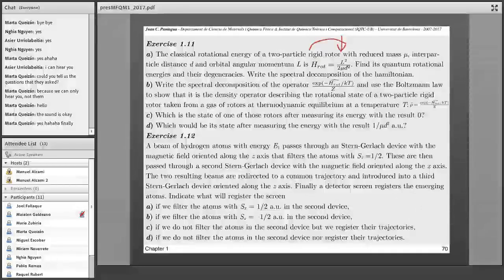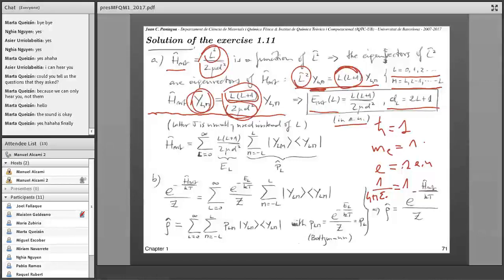Write the spectral decomposition of the Hamiltonian and then the spectral decomposition of this operator, which is a function of the Hamiltonian. Let's go. The spectral decomposition of the Hamiltonian is a sum over all the eigenvalues, each eigenvalue multiplied by the corresponding projector on the associated eigenspace. Since the eigenvalue is 2L plus 1 degenerate, we have here a sum with 2L plus 1 terms that contains the projectors over all the eigenvectors corresponding to a given eigenvalue. So this is the spectral decomposition of the Hamiltonian.